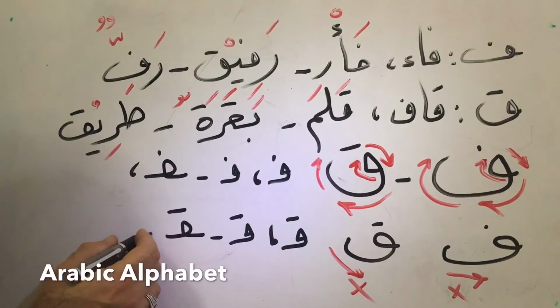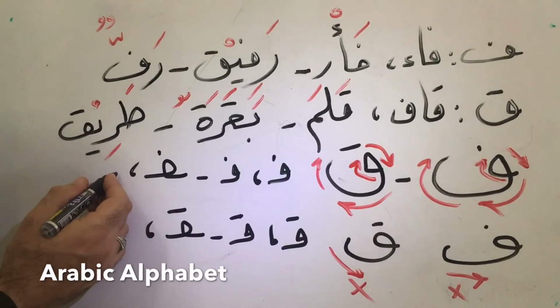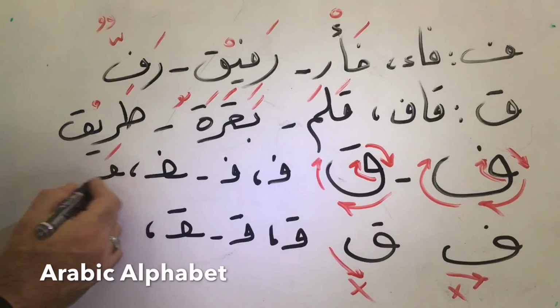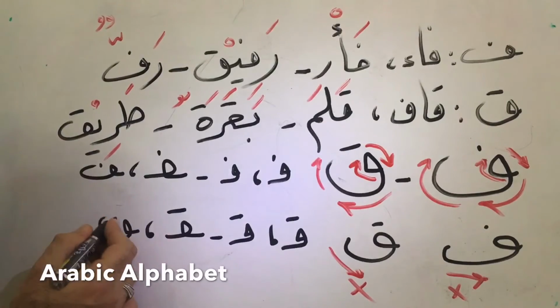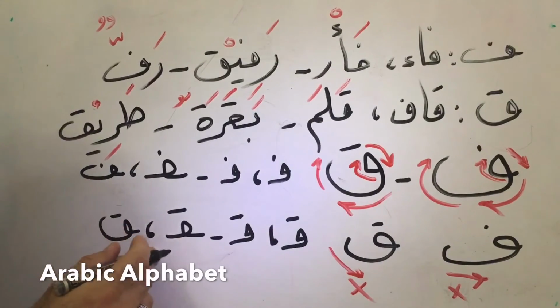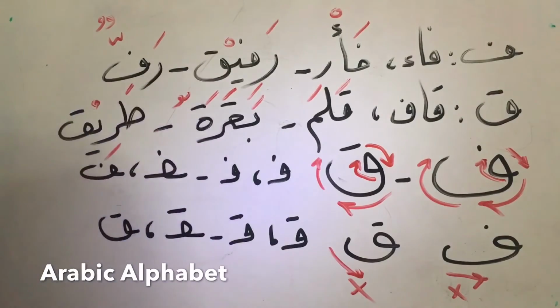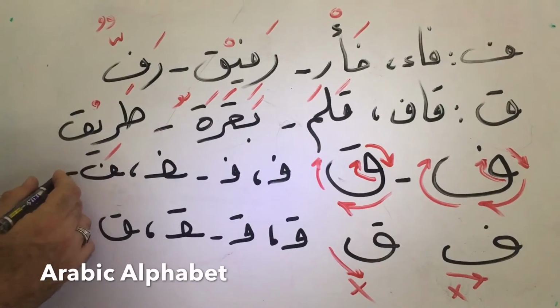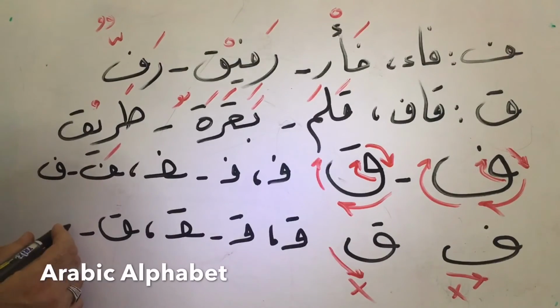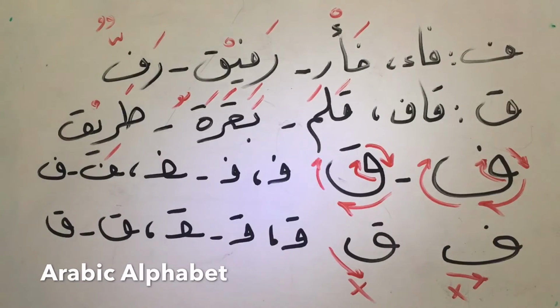At the end of the word, it is either like this, if the letter has a hand before, like Tariq, Rafiq, or if it has no hand, it is like this. So these are the main ways of writing Fa and Qaf in the words.